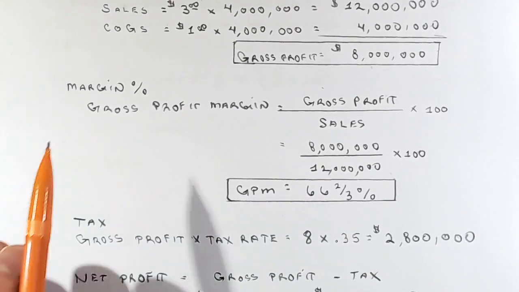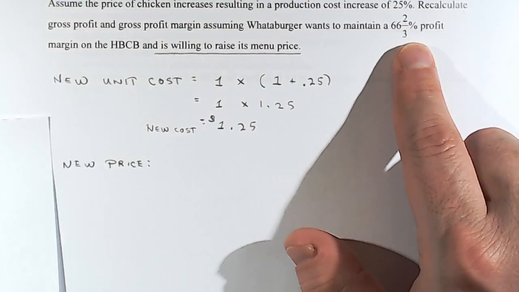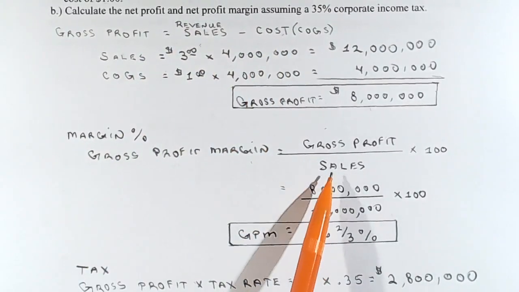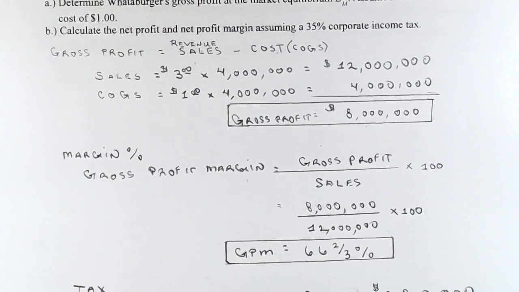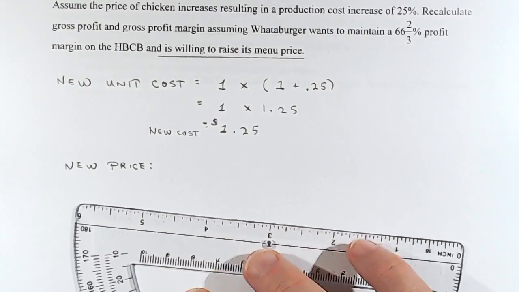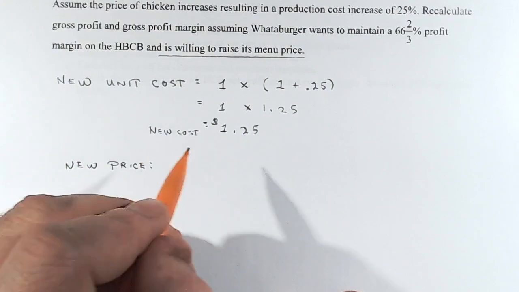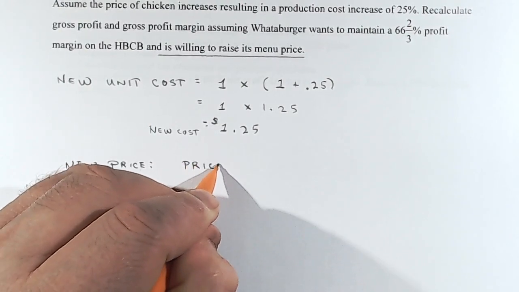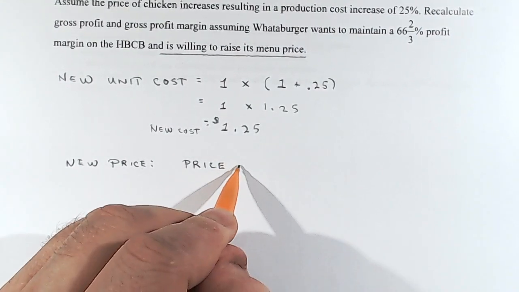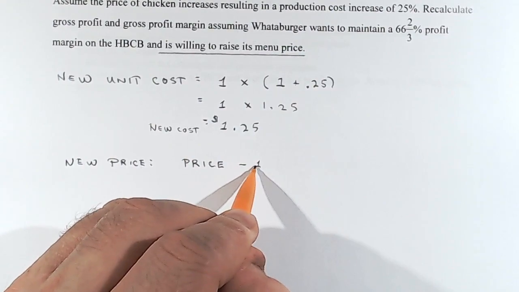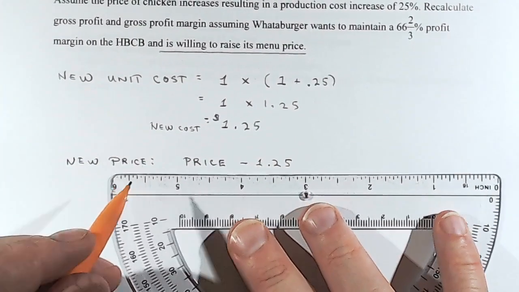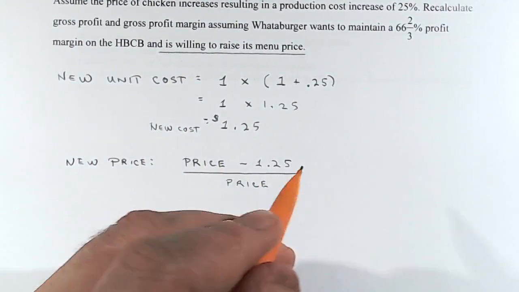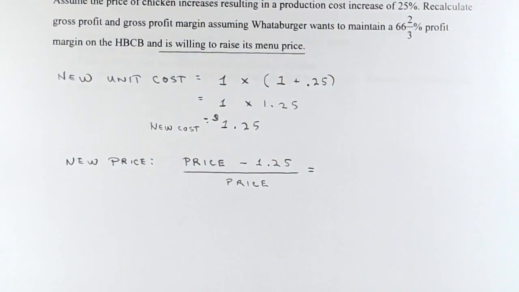So let's go back to the previous problem here. And remember that we calculated gross profit margin. That's what it gave us, 66 2/3% gross profit margin. The way we found it is we took revenue or sales minus cost over sales. So let's plug in what we have here. Our new price is going to be the total revenue of each individual item, which we'll just call the price, minus the cost, which we know is 1.25, over the price of the item. And that's going to be equal to 66 2/3% as a decimal.